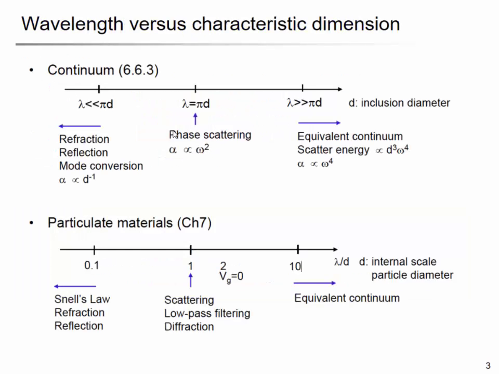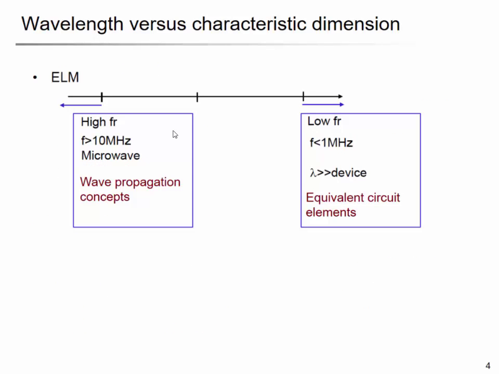We've seen this one before. In mechanical wave propagation, depending on the internal scale, if the lambda is smaller than the particle size, you get refraction, reflection, and mode conversion. And as the lambda is much larger than the particle size, then it will feel like an equivalent continuum. So you don't have the Brillouin effect, right? That applies to the electromagnetic wave as well.